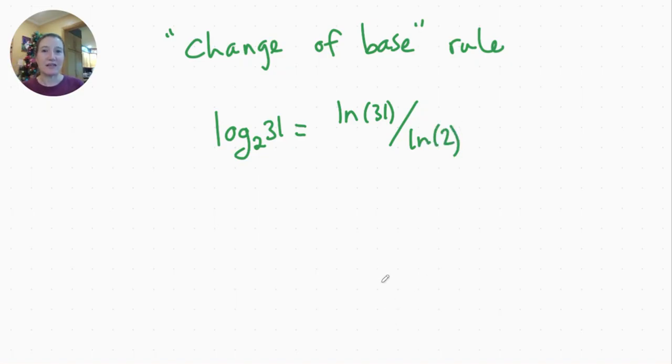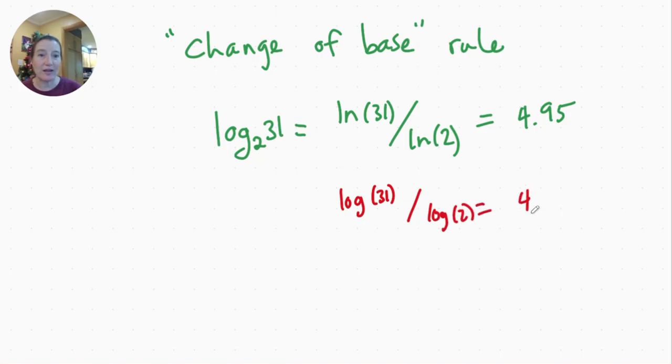I'm going to take the natural log of 31 divided by the natural log of 2. Go ahead and type that in your calculators, and you should get, again, 4.95. Notice that you could do the same if you type it in as common log of 31 divided by common log of 2. You will also get the same answer.